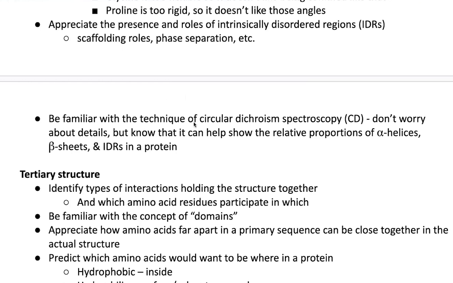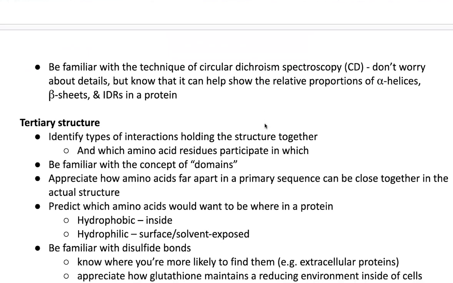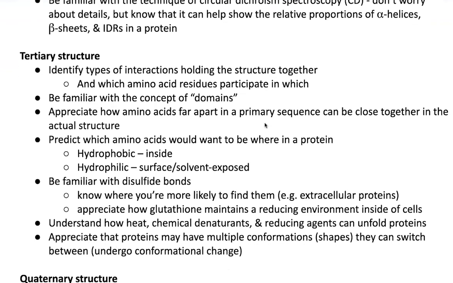Also be familiar with the technique of circular dichroism spectroscopy, or CD. Don't worry about the details, just know that it's a technique that can help show the relative proportions of alpha helices, beta sheets, and IDRs in a protein.